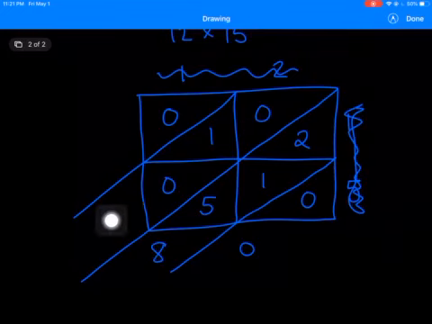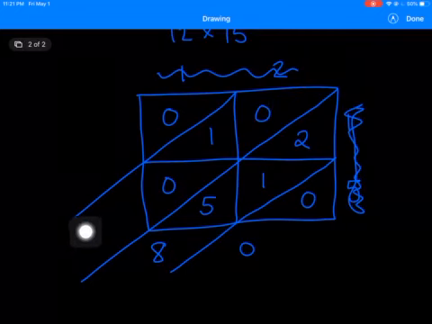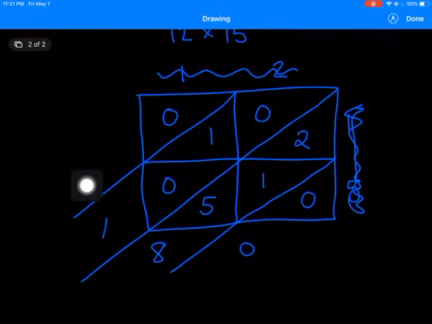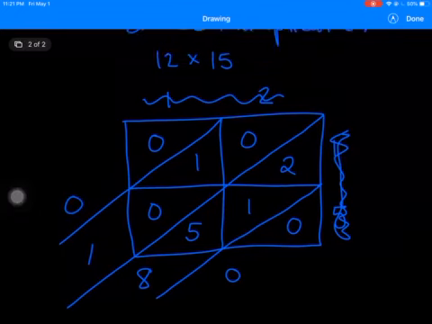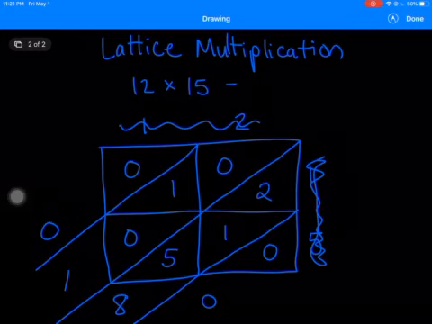And then in the hundreds column, I just have 1 hundred. And in the thousands column, I don't have anything. I can put a 0 here, but when I write my final answer, I'm not going to start with a 0, of course. So 12 times 15 equals 180. That's all there is to it.